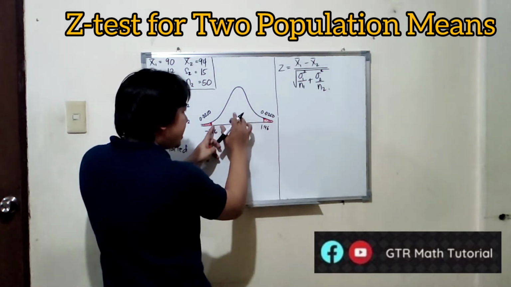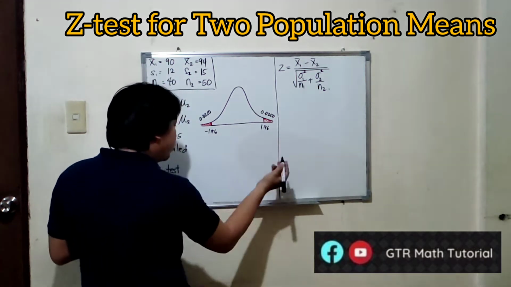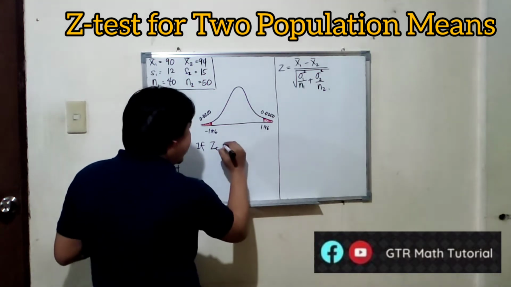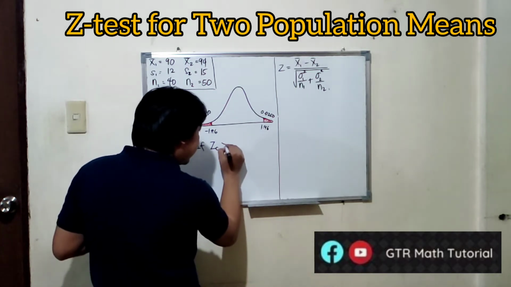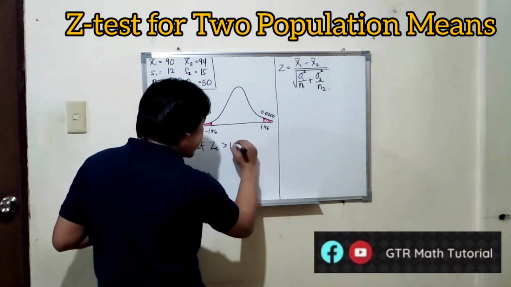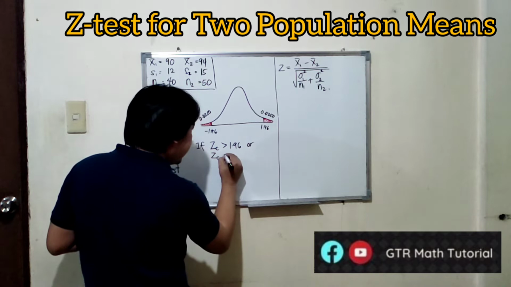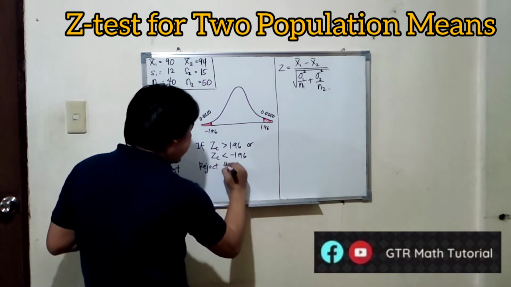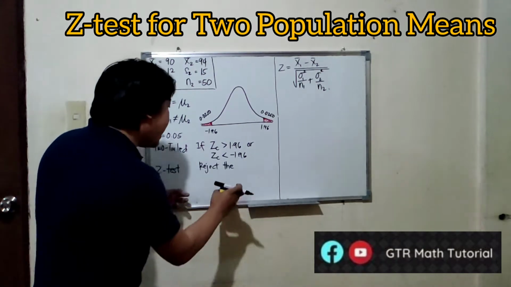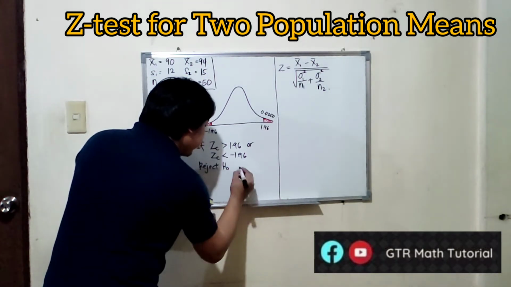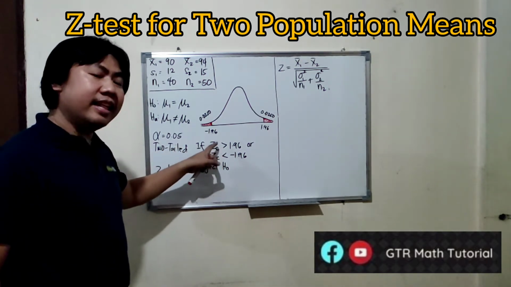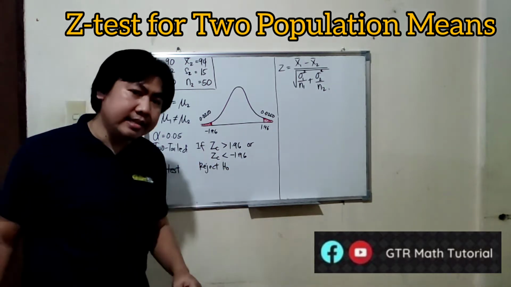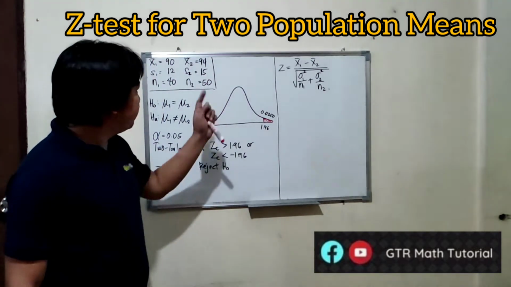Okay? So pag nasa, ito yung acceptance region, ito yung rejection region. Okay, so the decision rule is if the computed z, so z sub c for computed, is greater than 1.96 or z sub c is less than negative 1.96, reject the null hypothesis. So reject the null hypothesis H sub O. Okay? So here's the decision rule. If the computed z is greater than 1.96 or less than negative 1.96, reject H sub O. Otherwise, do not reject.